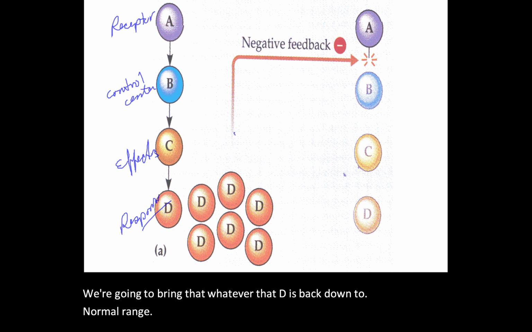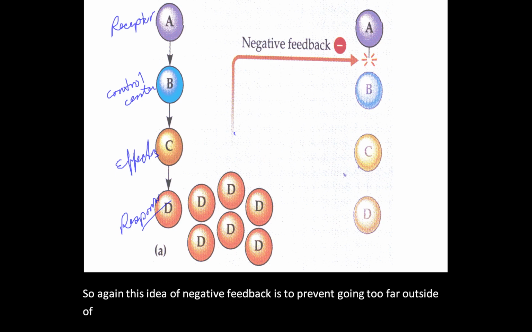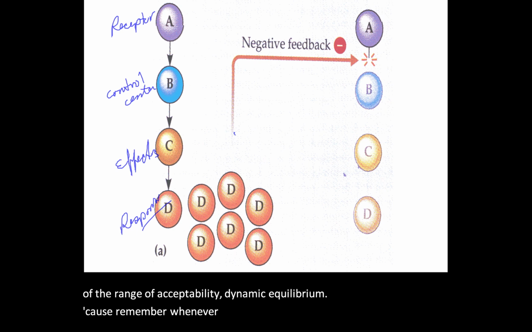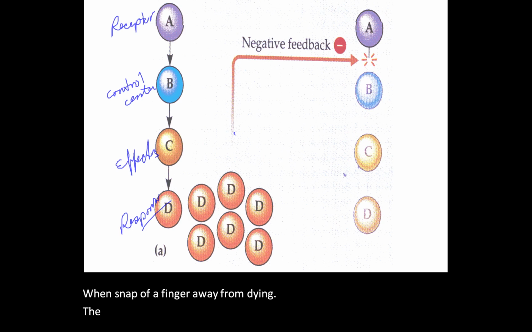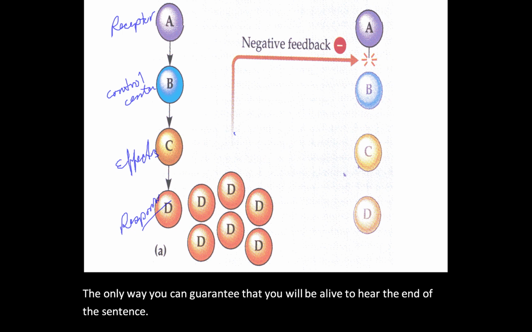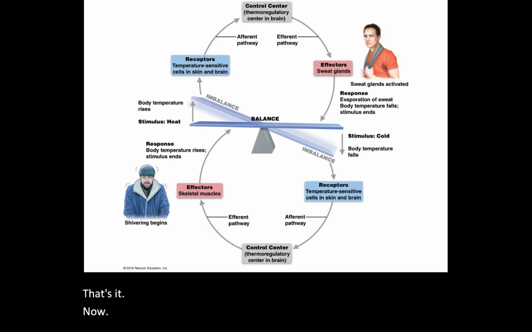So again, this idea of negative feedback is to prevent going too far outside of the range of acceptability, dynamic equilibrium. Because remember, whenever you lose homeostasis, you are one snap of a finger away from dying. The only way you can guarantee that you will be alive to hear the end of this sentence is if you maintain homeostasis. That's it.